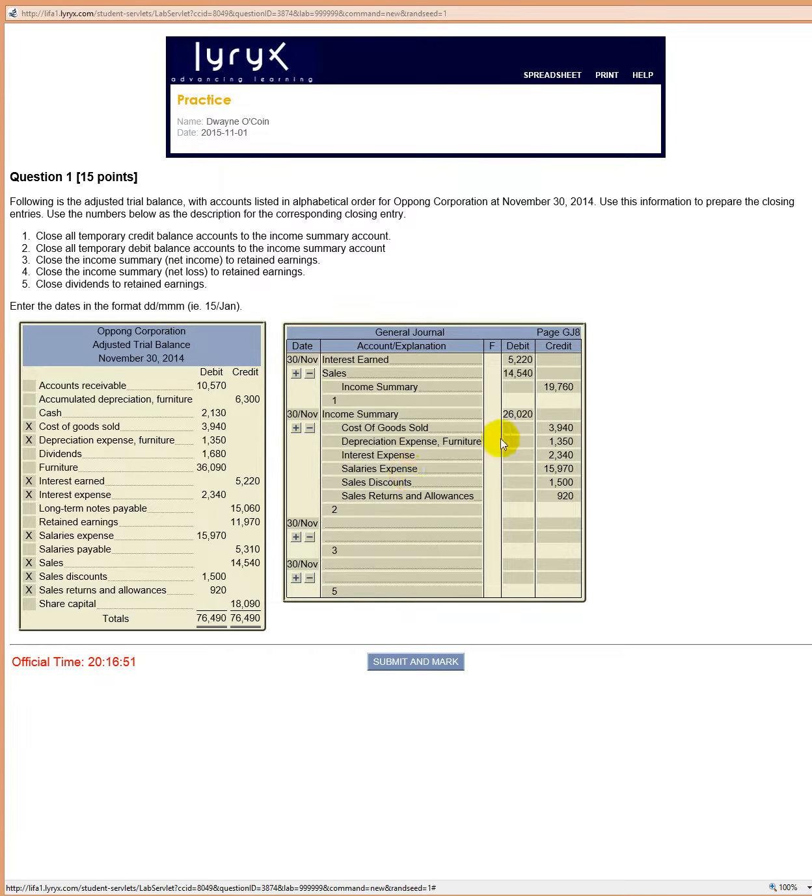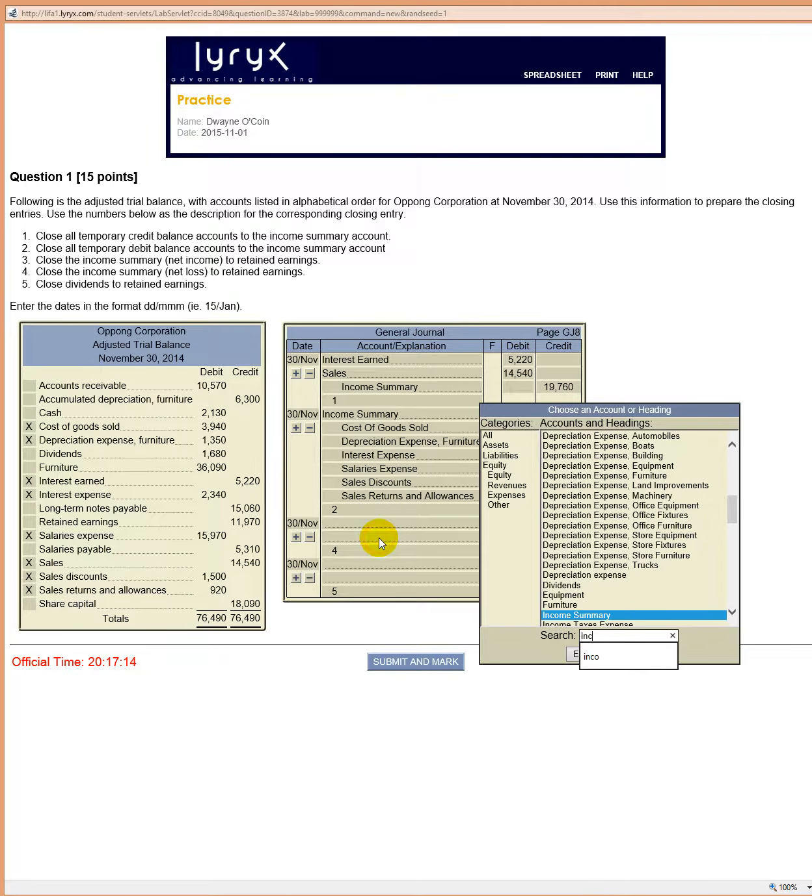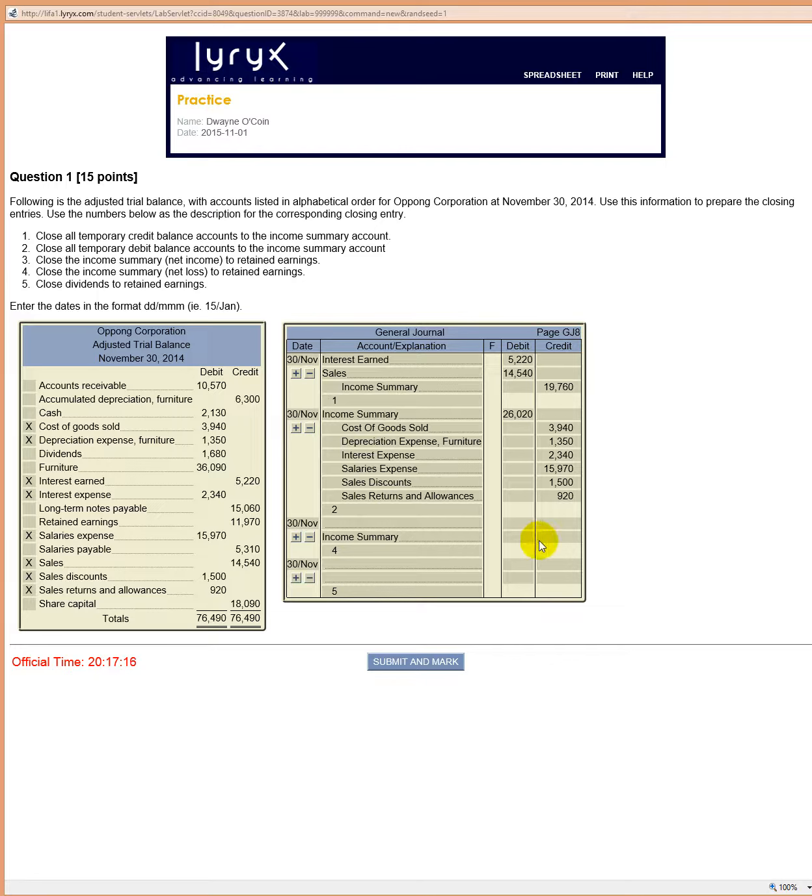Now the total expenses are $26,020. The total income is $19,760. So we're actually not making any money. So in order to balance this, the income summary for this entry would actually be a net loss. So let me change that to a 4, and the income summary to balance needs to be credited by 26,020 minus 19,760.